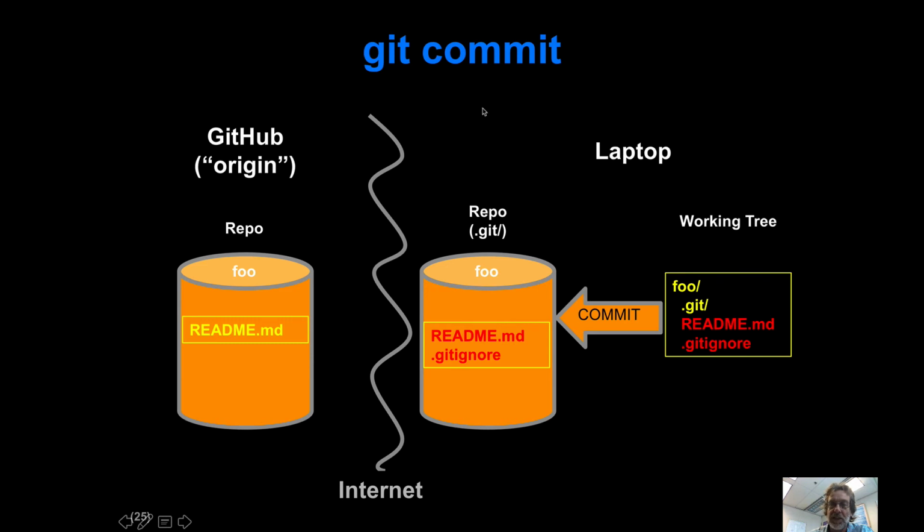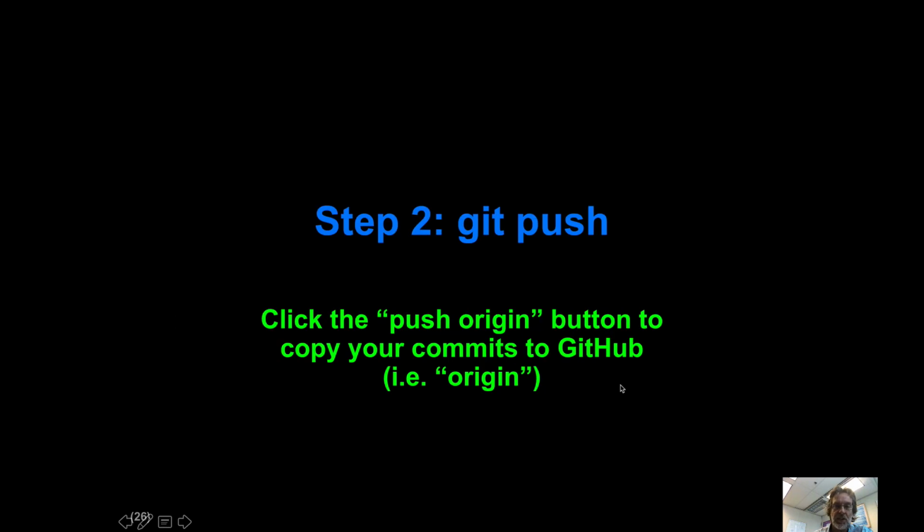What we basically just did by running the git commit command within GitHub Desktop is to instruct GitHub Desktop to take these changes to the readme.md file and the .gitignore file and put them into our local repo. So now our local repo looks like this, but the GitHub repo is, of course, not updated yet. So that takes us to step 2, which is to do a push. So commit is basically from the working tree to the local repo. Push is from the local repo to GitHub.